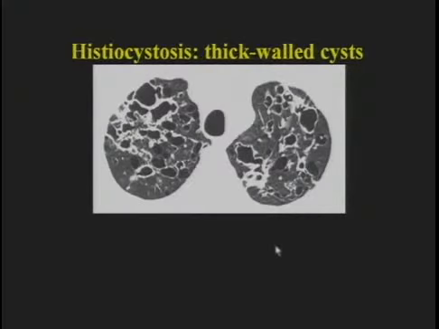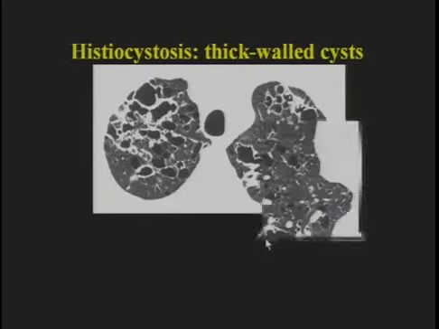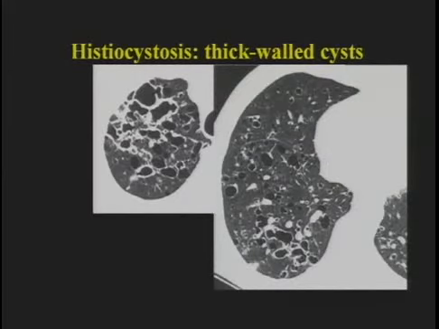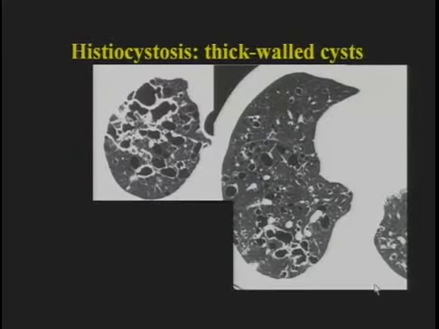This is histiocytosis, again, a primarily cystic lung disease. Thick-walled cysts are seen in this patient, and they're quite typical. And you can see that the cysts are fewer in number and smaller in size at the lung bases, and that's quite typical of histiocytosis. And the cysts also have very irregular shapes, which is characteristic of this disease.